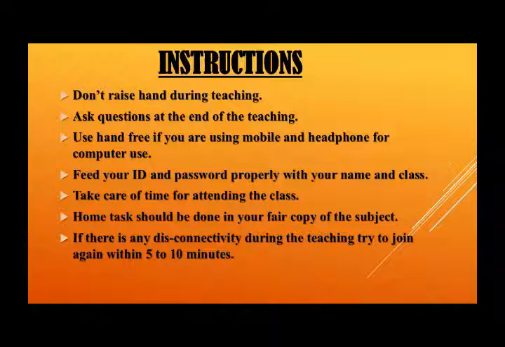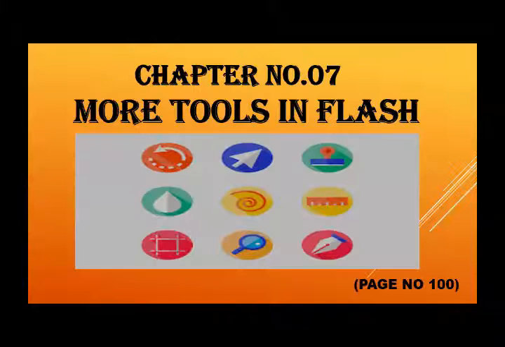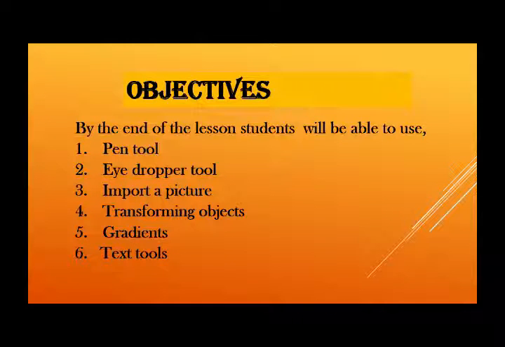Now, moving on to the name of the chapter. The chapter is from your textbook, chapter number 7, More Tools in Flash. Now, moving on to the objectives of this chapter. Objectives means what you learn from this chapter. So, by the end of the lesson, you will be able to use a pen tool, eyedropper tool, import a picture, transform objects, use gradients or gradient tools, you can say that, and text tools.